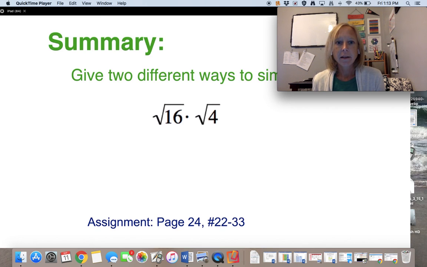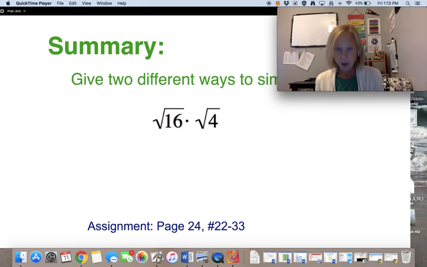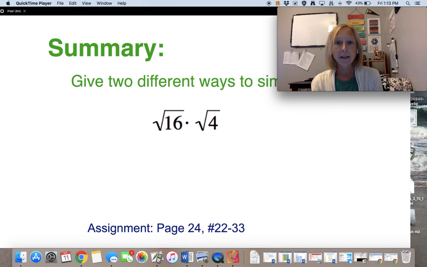All right. To conclude, I want you to see if you can come up with 2 different ways to simplify this expression. After you've come up with your 2 different ways, I want you to go ahead and start your assignment. It's just about 11 problems on page 24.